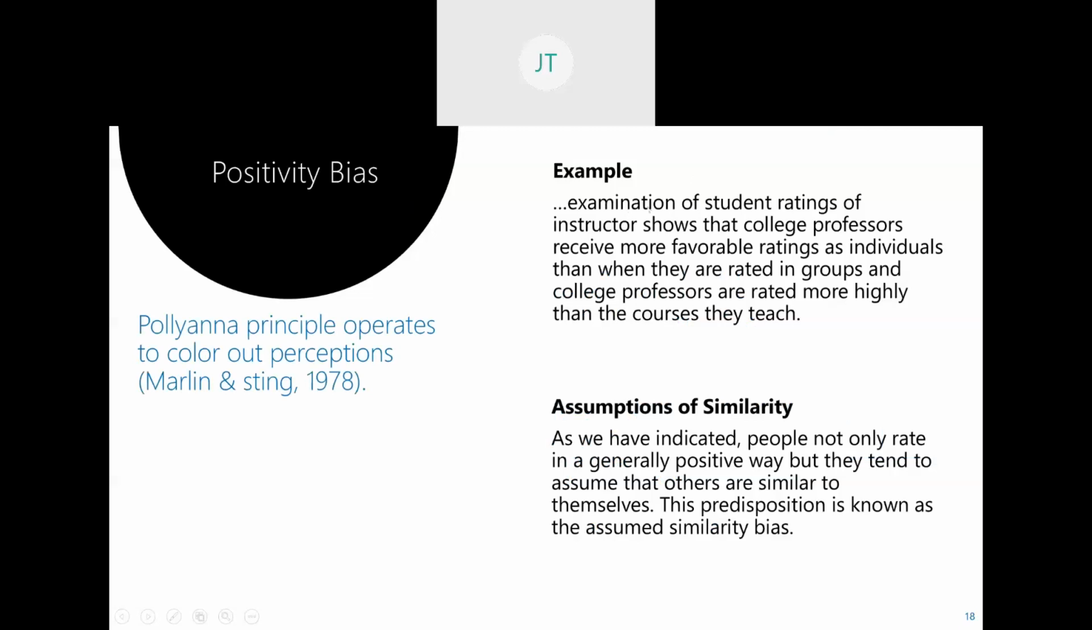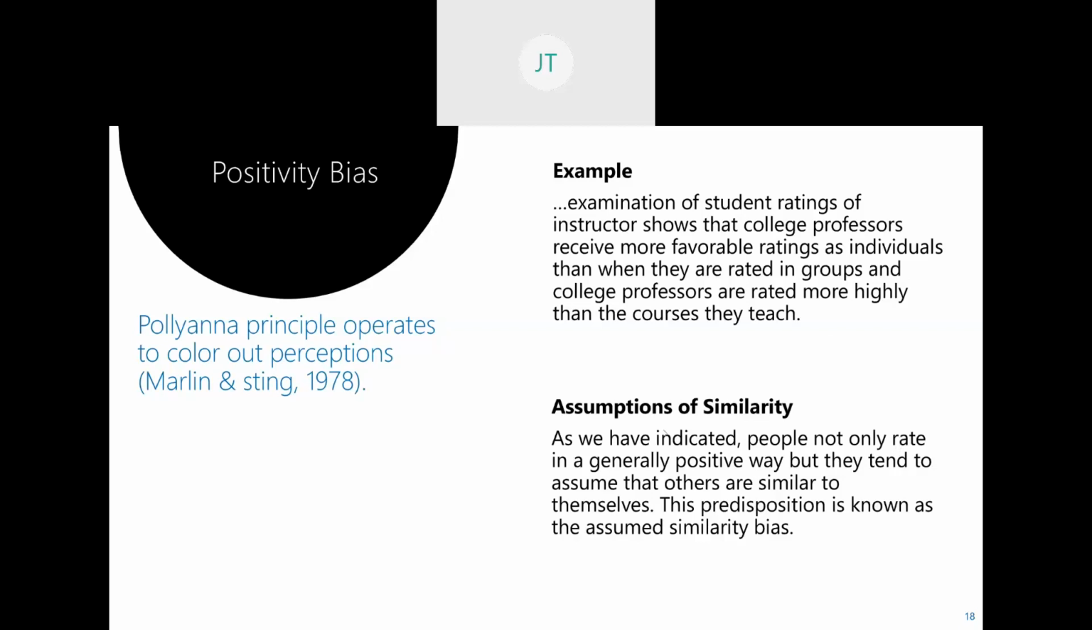If you look at it, the examination of student ratings of instructors shows that college professors receive more favorable ratings as individuals than when they are rated in groups, and college professors are rated more highly than the course they teach itself. This is generally a trend across. If you ask somebody to rate one person, most of the time the feedback will be good. If you ask to rate all the teachers, the response might be less. The funny part happens even in corporate training: they rate the trainer very high and the course bad. The course is bad if the trainer couldn't convey the message properly, right? But there is a bias. What it means is, again, the positivity bias. So the Pollyanna principle operates to color our perceptions, and we'll talk about it a little more.